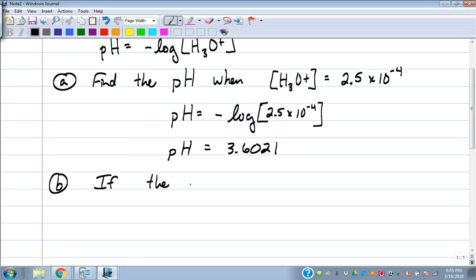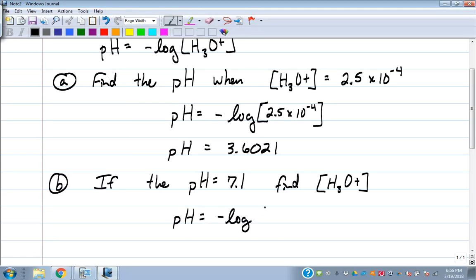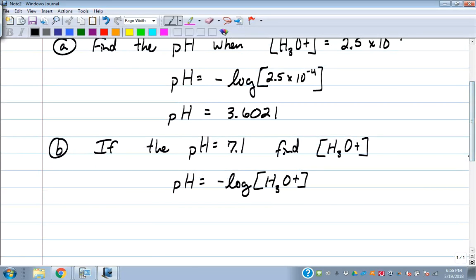So if the pH equals 7.1, find the count on those ions. So here, this is a solving exercise. Okay, so this is going to involve the idea of rewriting a logarithm as an exponential in order to work this out. So if the pH is 7.1, remember the pH is the negative log of the number of H3O ions. Okay, so if we know the pH is 7.1, we know that water is pretty neutral.